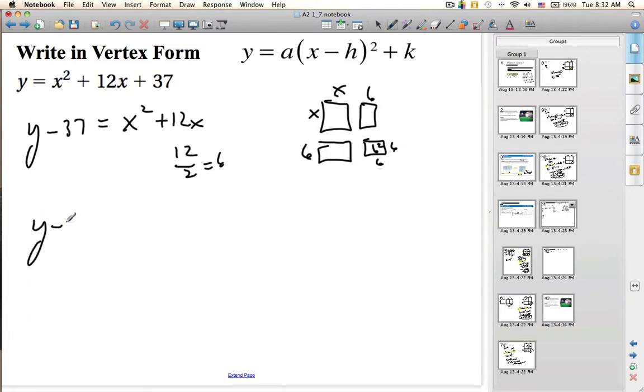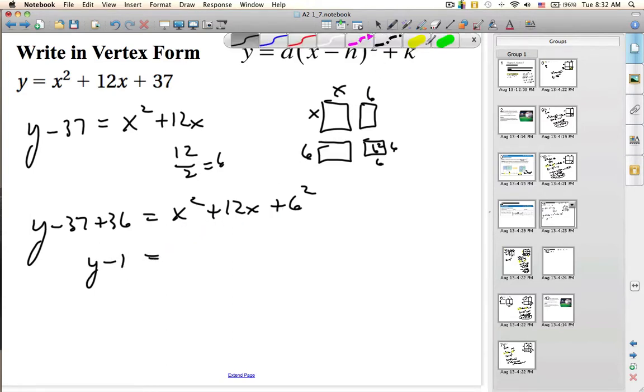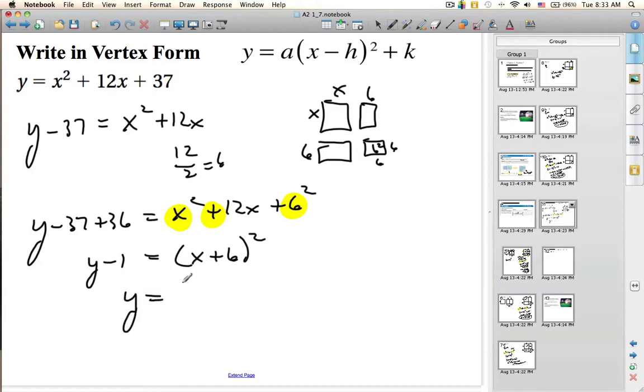So over here I'll have y minus 37 plus 36 is equal to x squared plus 12x plus 6 squared, which is also 36. Minus 37 plus 36 is y minus 1. This is the perfect square trinomial, so the square of a binomial. Those are the values I'm going to use. x plus 6 squared. And now when I add 1 to either side, now I'm in vertex form.